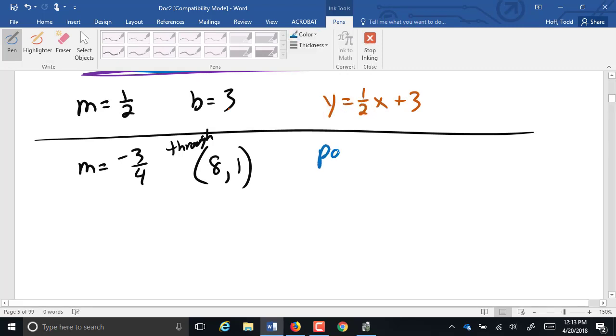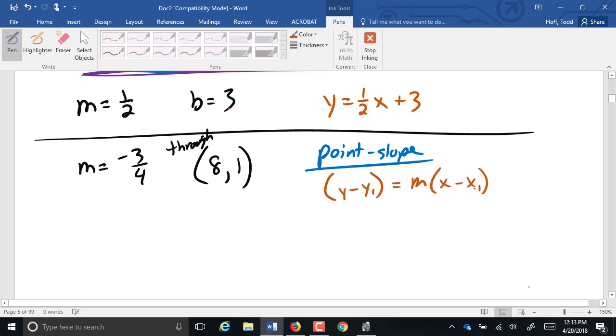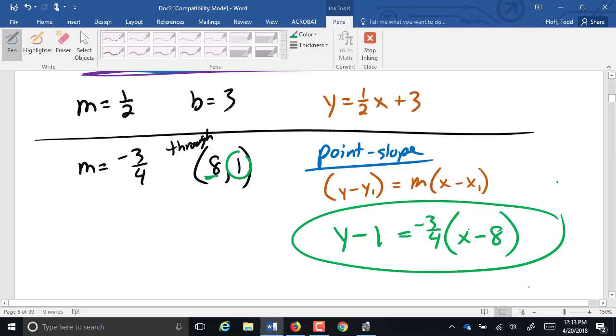Now, we did see that we had point slope form of a line. I could write this equation very quickly in point slope form. Remember, point slope form was y minus y1, which is our coordinate, equals the slope times x minus x1, which is the x coordinate of our point. So y minus, our y coordinate here is not the 8, it is the 1. So y minus 1 equals slope, negative 3/4 times x minus, our x coordinate is the 8. And that is an equation for that line.